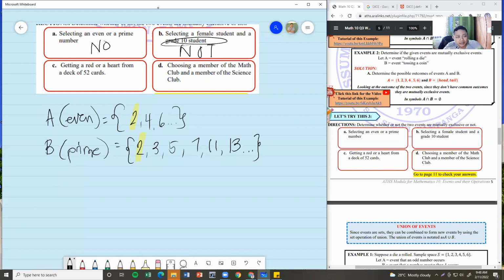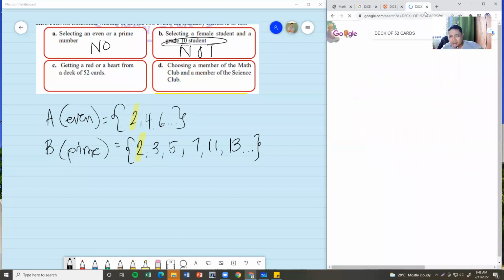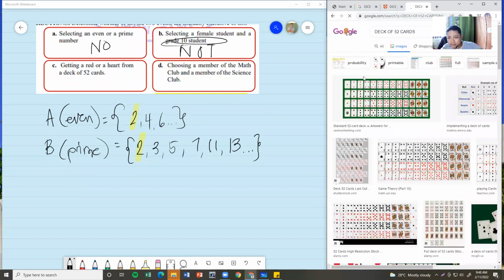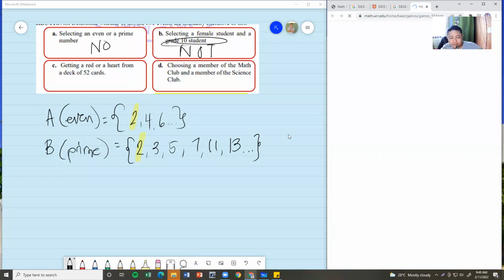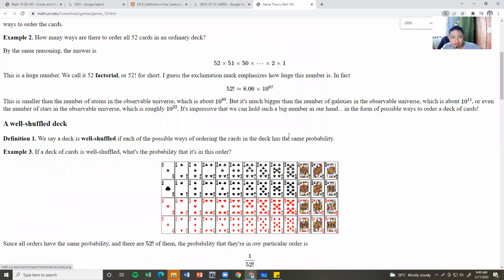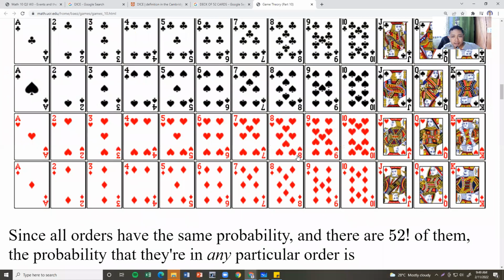Okay? That's correct. Letter C, getting a red or a heart from a deck of 52 cards. So those who are not familiar, what are those deck? This is the good thing about online class kasi anytime you can show images, deck of 52 cards. Para lang ma-imagine niyo, ano ba yung deck of 52 cards? Okay. Ayun. This is what a deck of 52 cards mean.